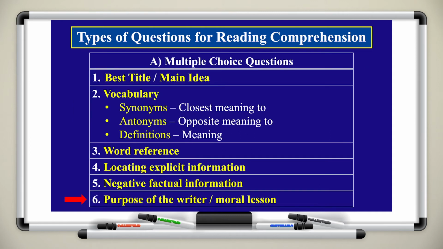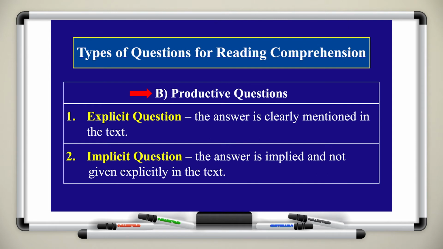Last but not least, number 6 will be the final multiple choice question, which is the purpose of the writer or the moral lesson. After we're done with the multiple choice questions, you will be facing the productive questions, and they are in 2 forms. The first one, the explicit question. That means the answer is clearly mentioned in the text. For the implicit one, it's the opposite. The implicit question means that the answer is implied and not given explicitly in the text.